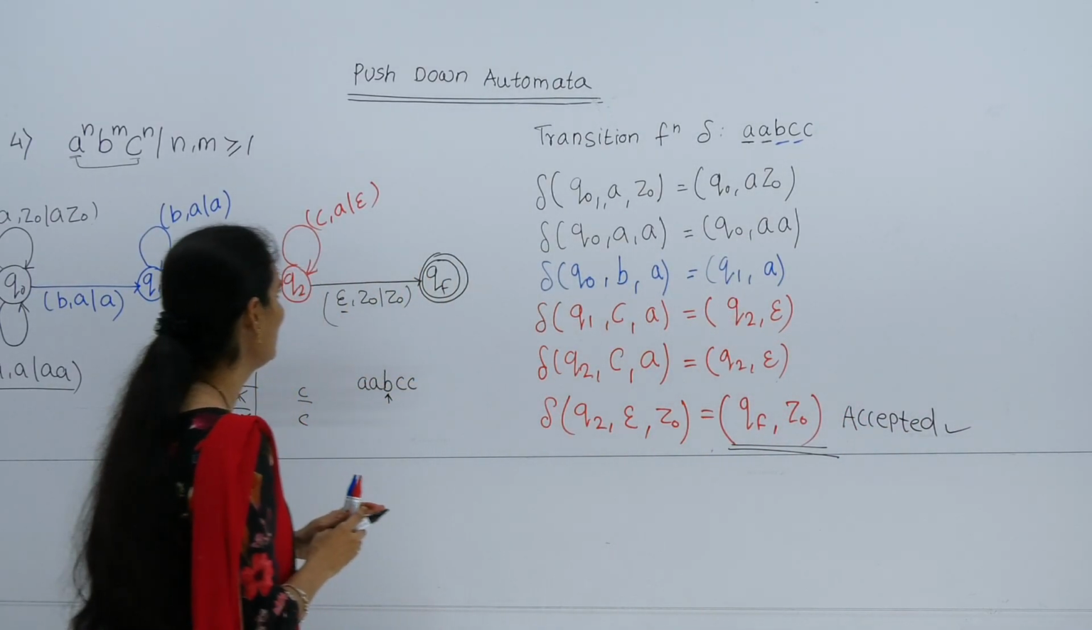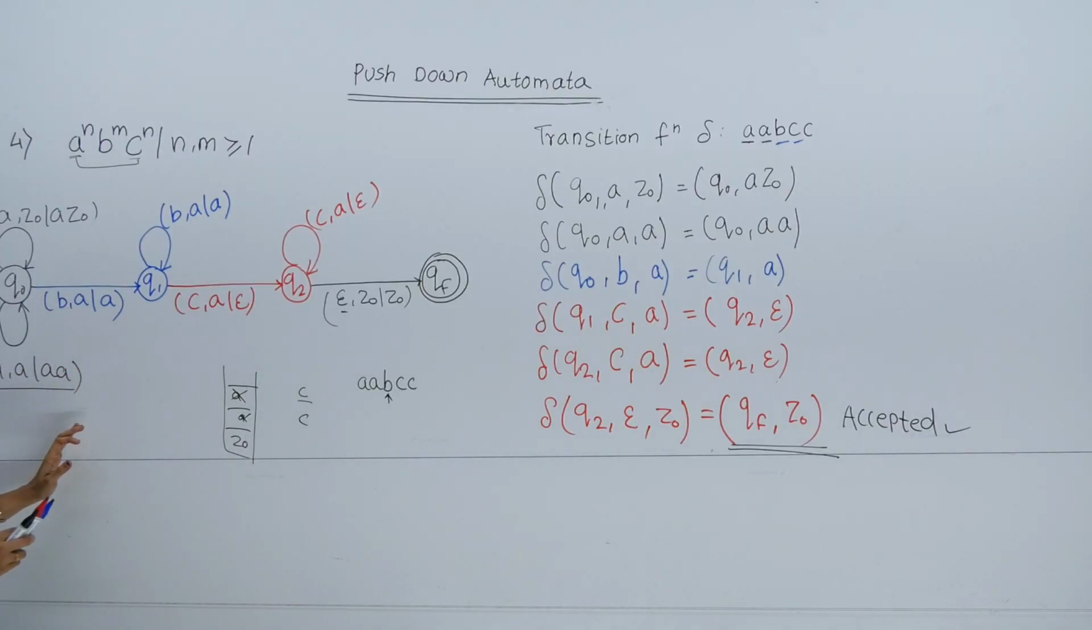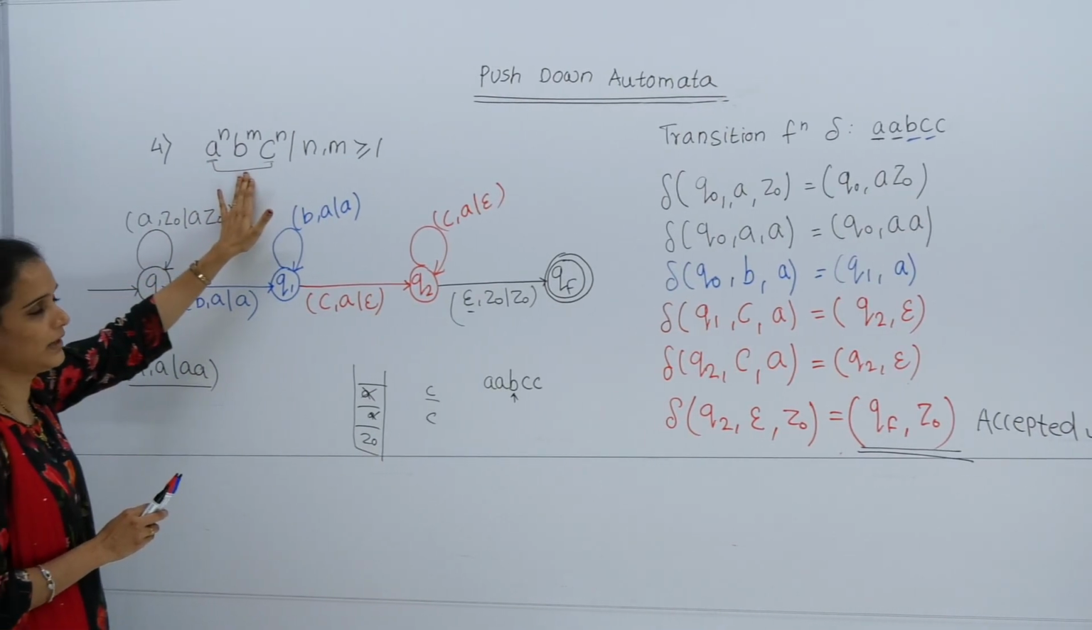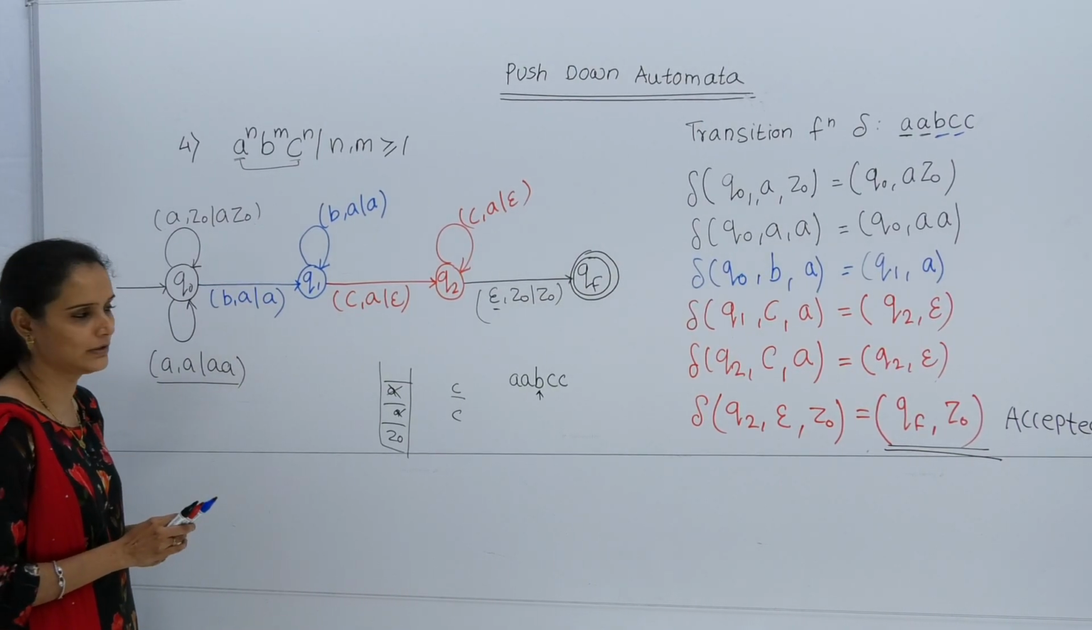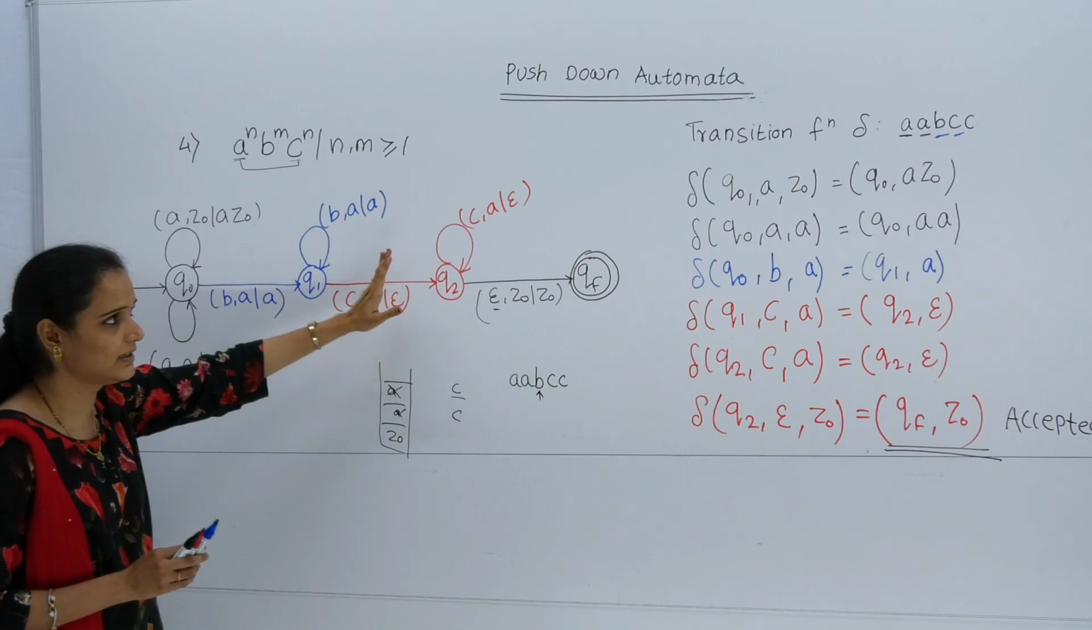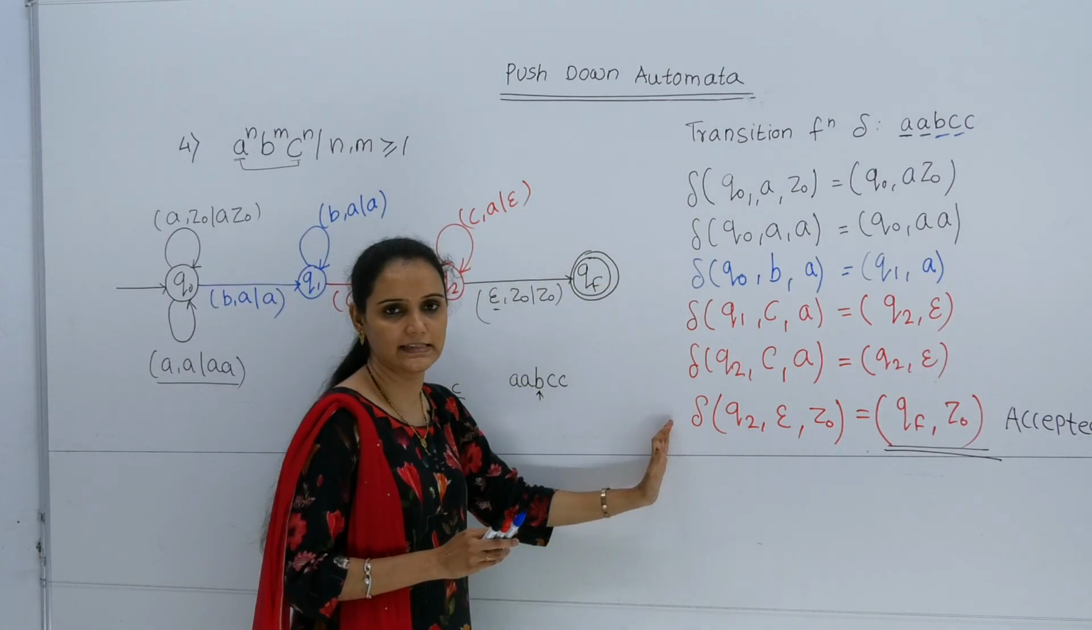So this is our fourth example related to the pushdown automata, a raised to n, b raised to m, c raised to n, where n and m are greater than or equal to 0. That is our state transition diagram and here is the transition function.